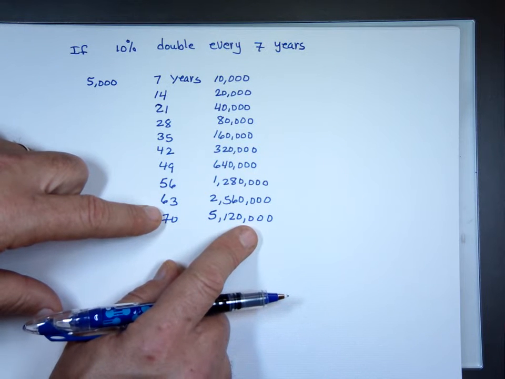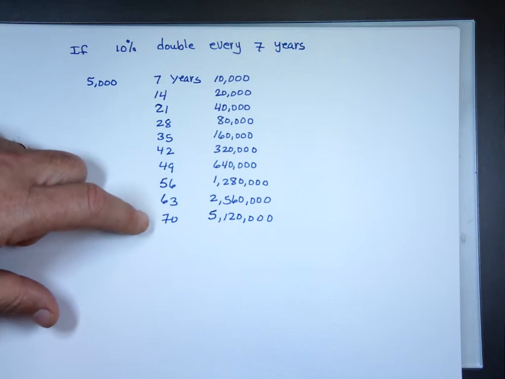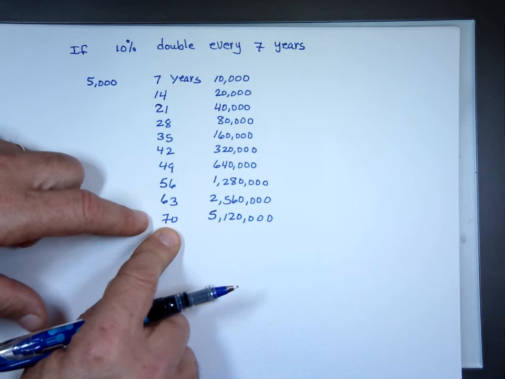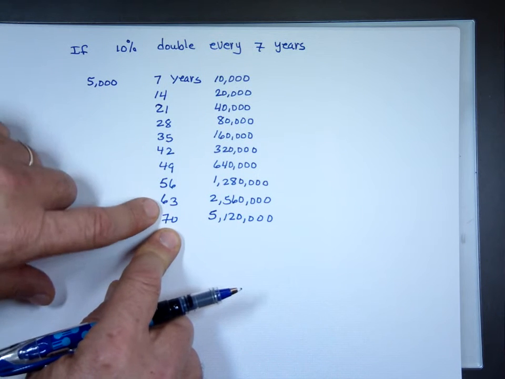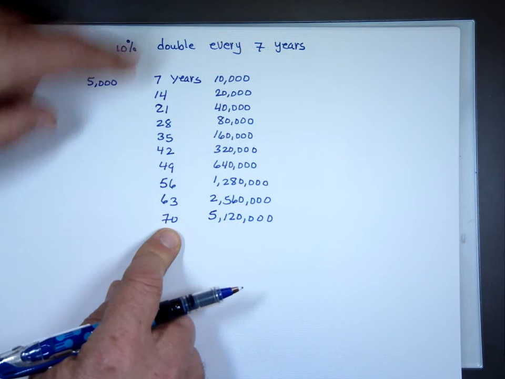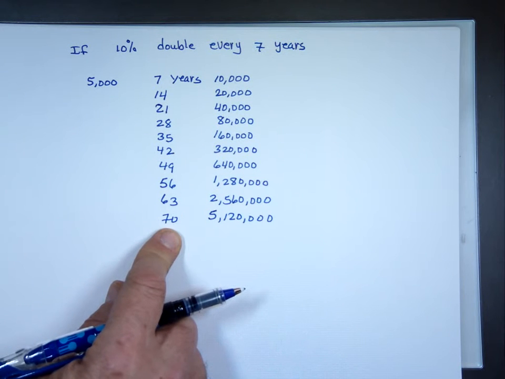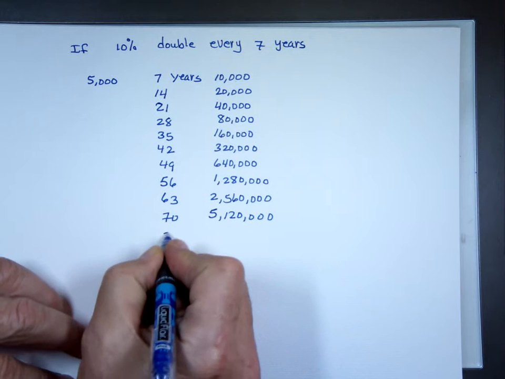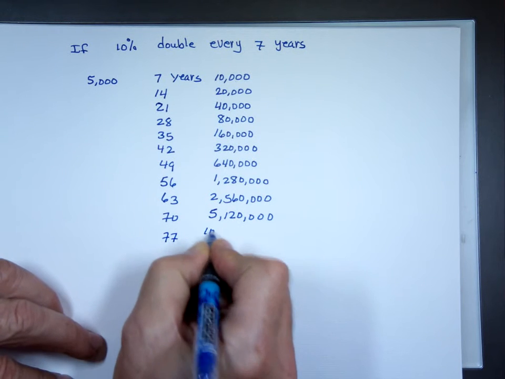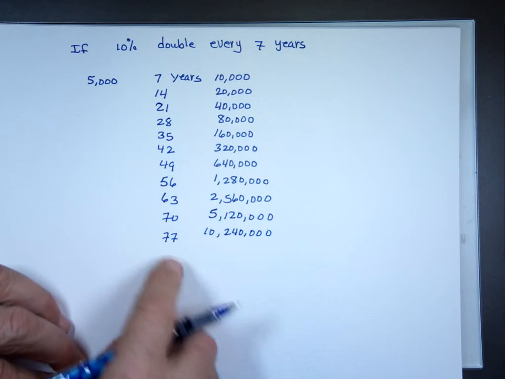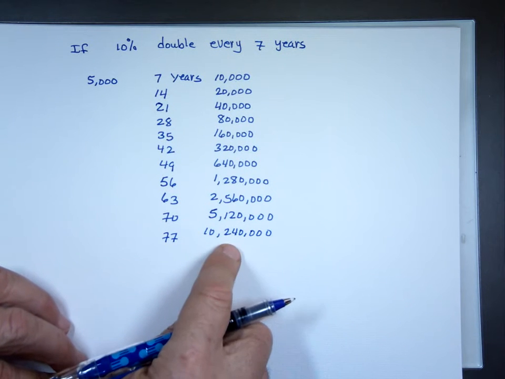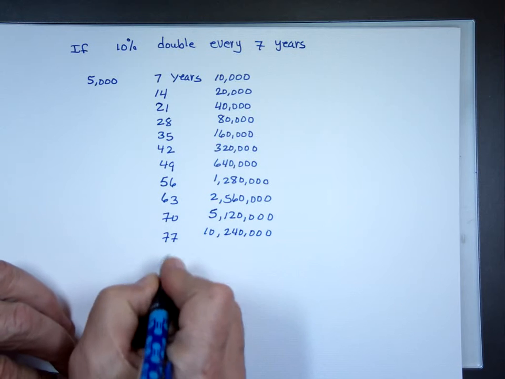But watch this. What if Ricardo were to plan for retirement? Because I wasn't even counting on them. I don't even need it. I have my own retirement. 7 more years. It took 70 years to make 5 million. Now it's going to take 7 years to make another 5 million. So at age 77, he has 10,240,000. 77 years to get to 10 million. 7 years later, at 84, 10 more million.